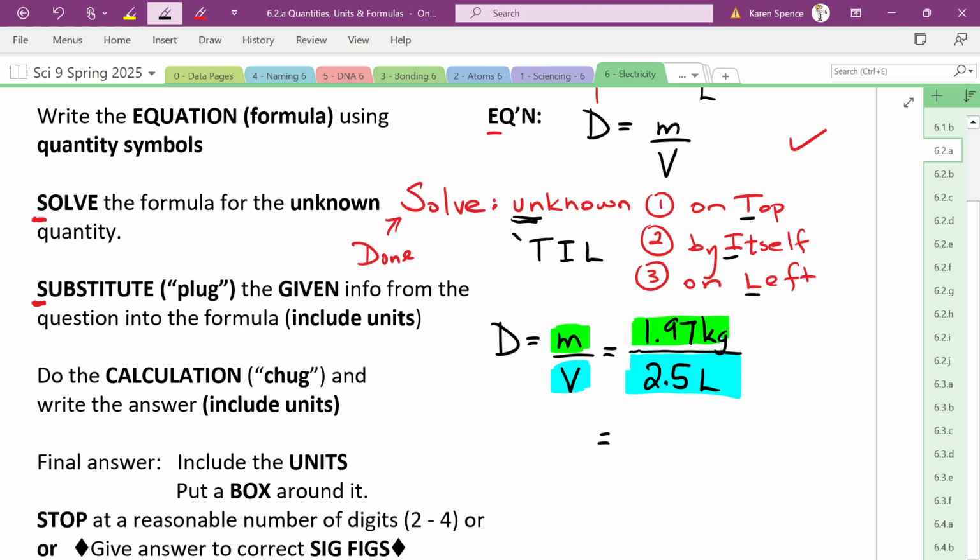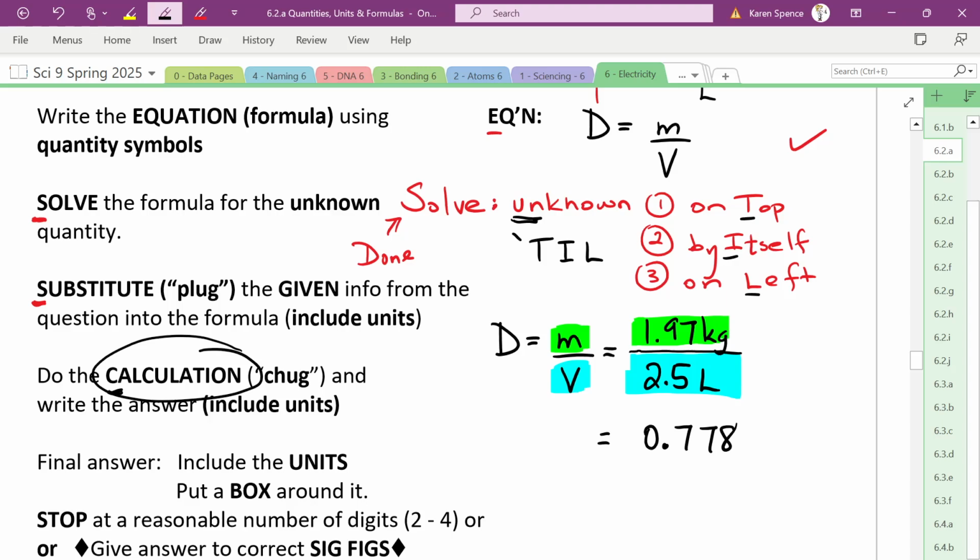So we do our calculation. And I need a calculator because I can't do 1.97 divided by 2.5. 1.97 divided by 2.5 equals 0.778. So that is our calculation. So that's the C. So we've done GUESS.